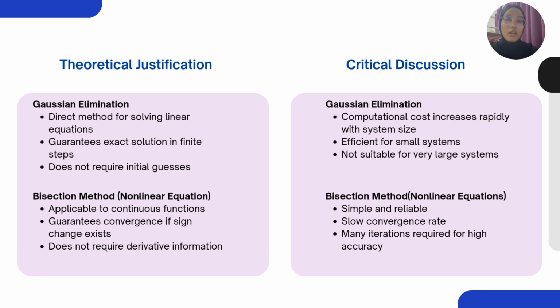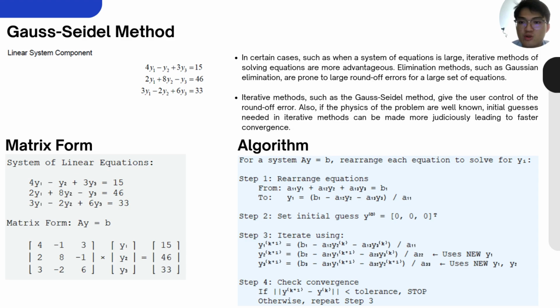Thank you. So next we're moving on to question 2, which is using the Gauss-Seidel method to solve the linear system component for the equations. My name is Ong Chun Xuan, and my matrix number is BS2216051.